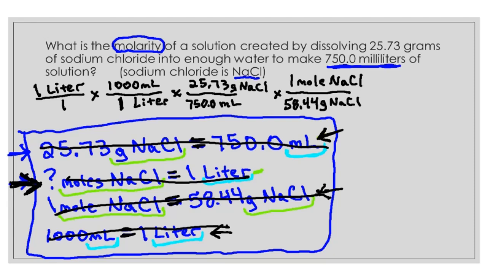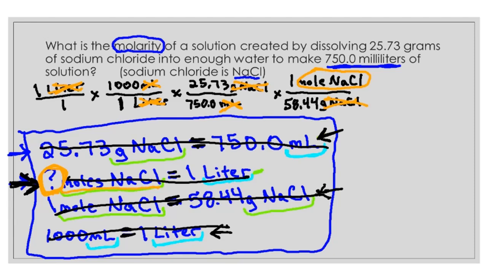So let's cancel out all of the units of measurement that we can cancel and make sure that we set it up right. So we have liter here, milliliters up here, milliliters down there, grams of sodium chloride up here, grams of sodium chloride down there. And we're left with moles of sodium chloride, which is exactly what the question mark is asking. How many moles of sodium chloride is in 1 liter?